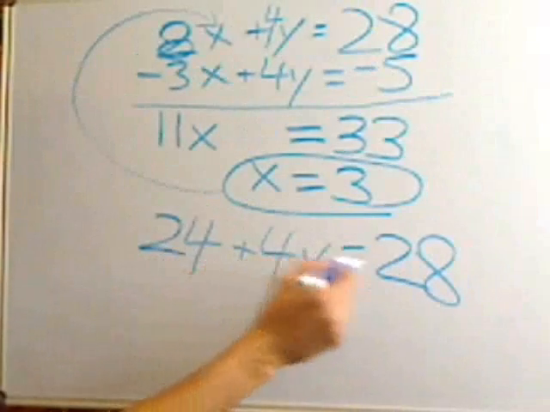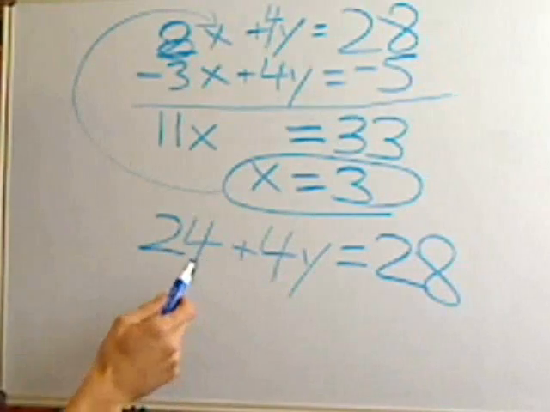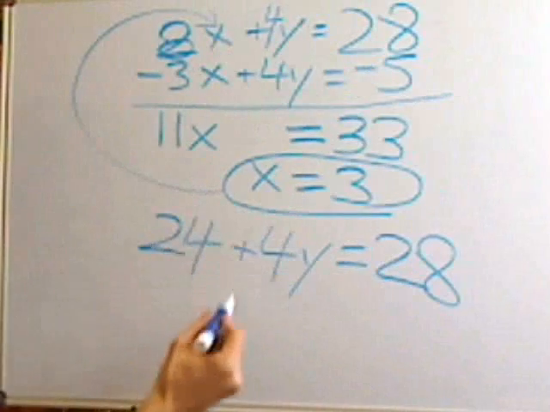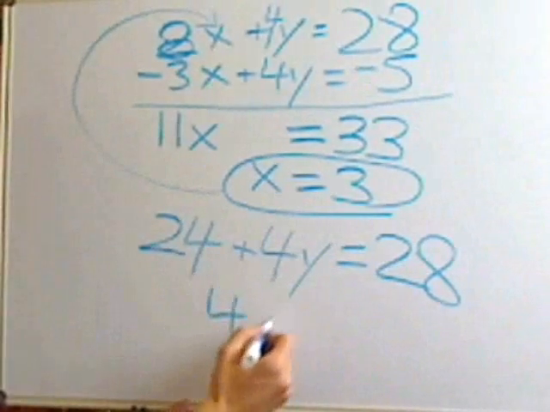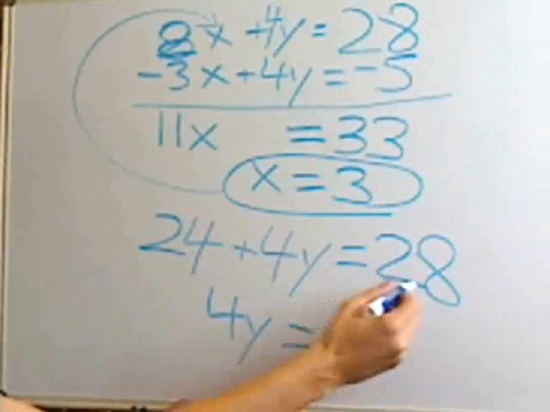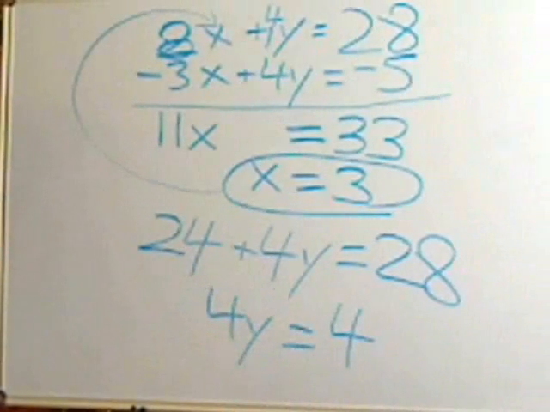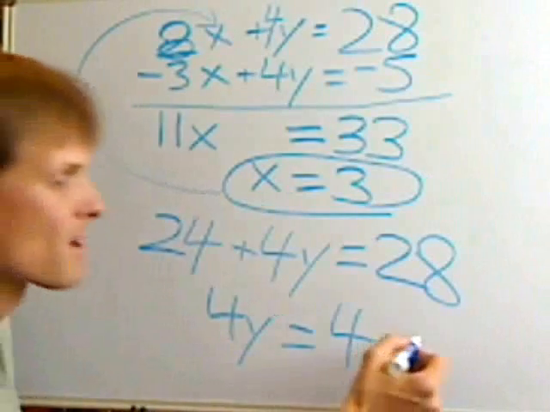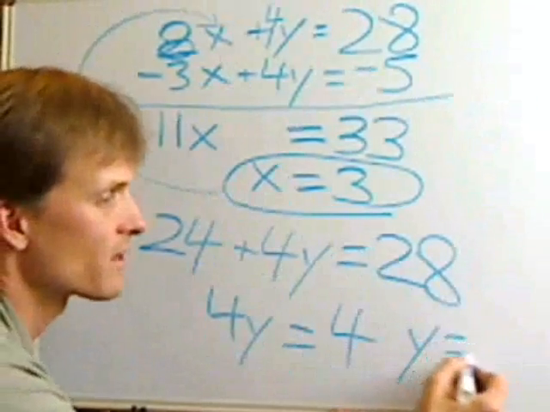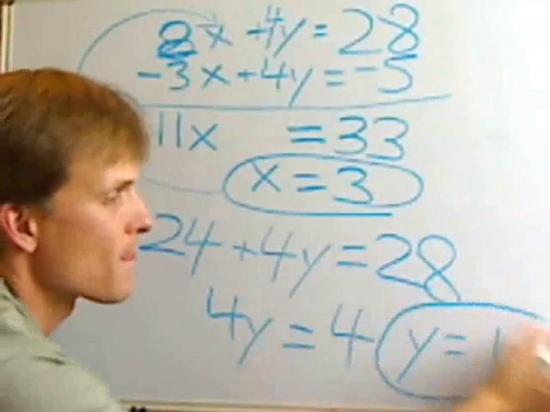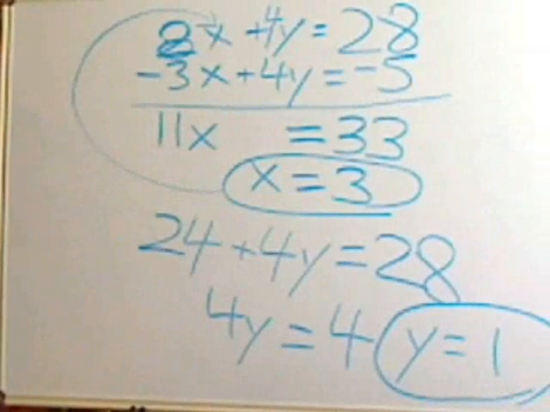Okay, subtract 24 from both sides. Subtract 24 from this side just gives you 4y. 28 minus 24 is 4. Okay, another very simple algebraic equation to solve. Divide both sides by 4, and we're left with the solution y equals 1. Okay, so there we went ahead and we solved two equations with two unknowns.